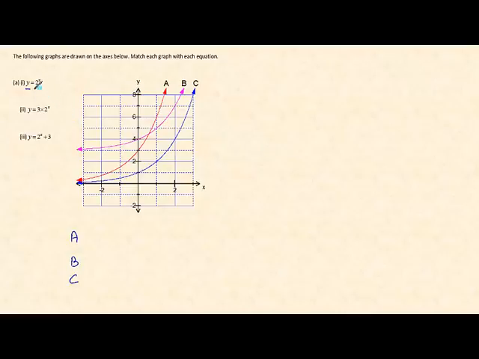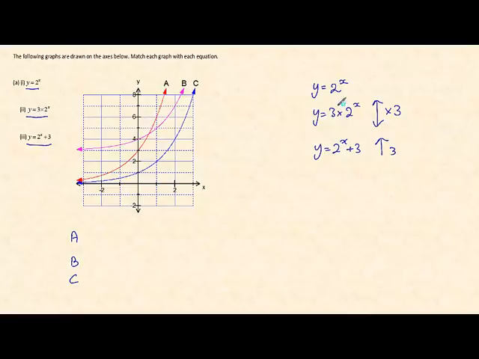Now our choices are y is 2 to the x, y is 3 times 2 to the x, and y is 2 to the x plus 3. So if we think of y is equal to 2 to the x as being the basic one, y is equal to 3 times 2 to the x is going to be vertically dilated with a scale factor of 3, and y is 2 to the x plus 3 is going to be translated vertically upwards by 3 units.